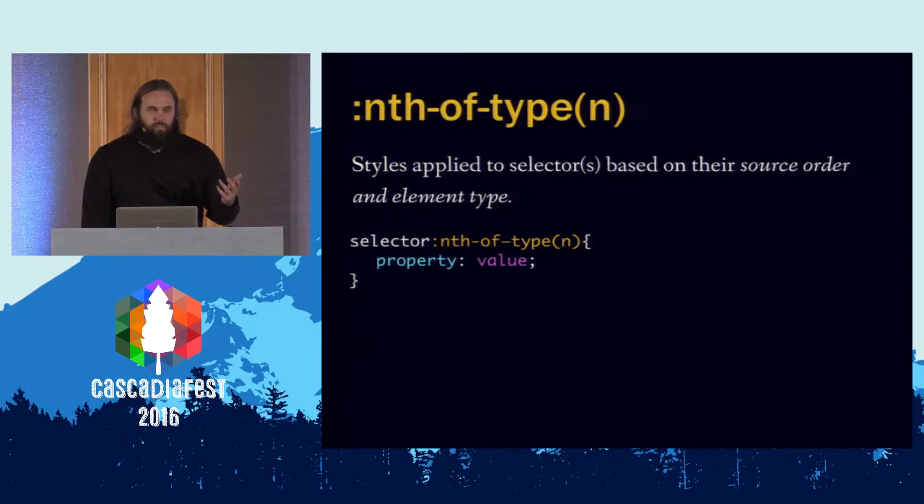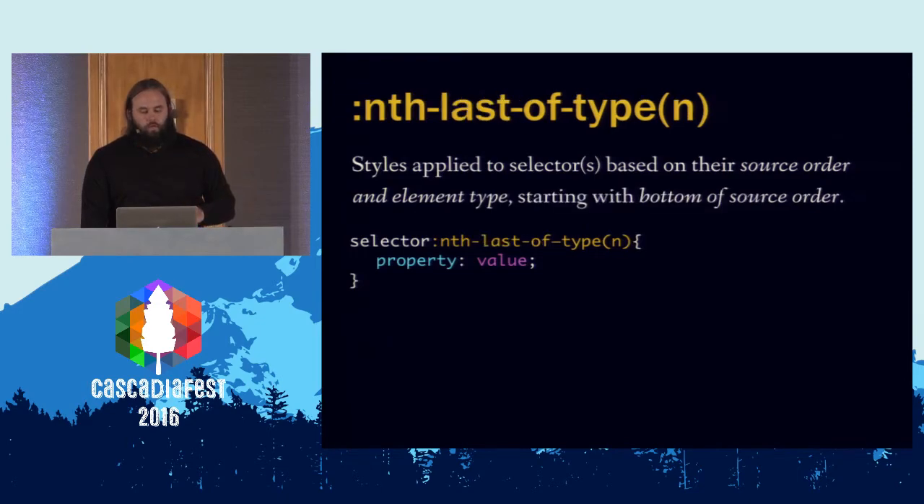Nth of type is just like our first child or our first of type, where it will do the source order and the element type rather than just the source order. And nth last of type is the same thing, where it will do the source order of the element and the type and not just the source order.